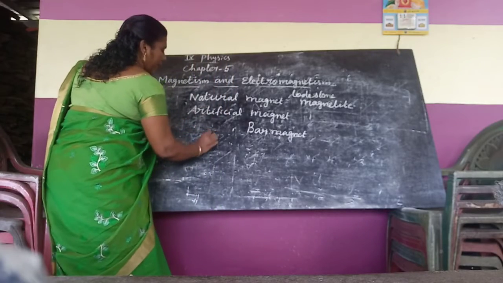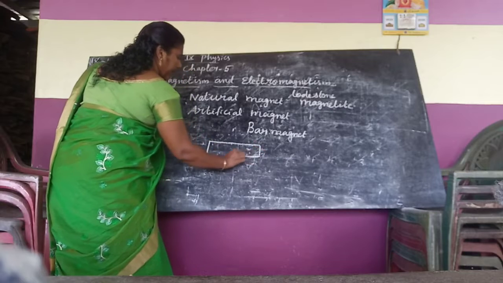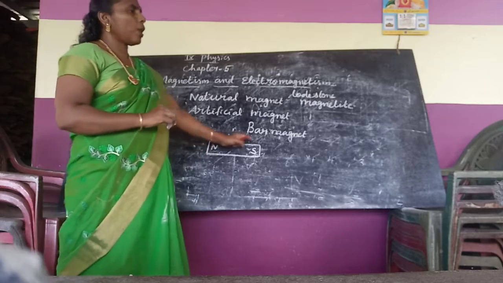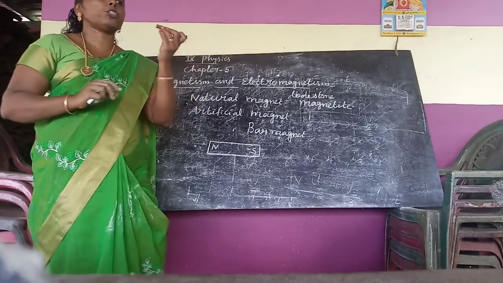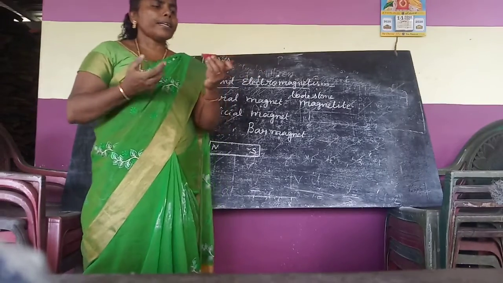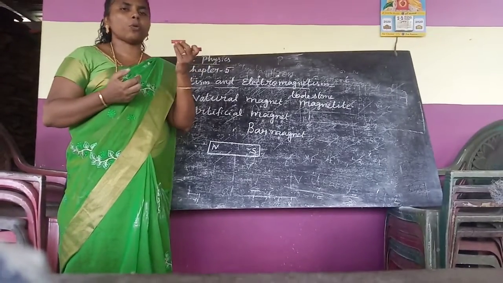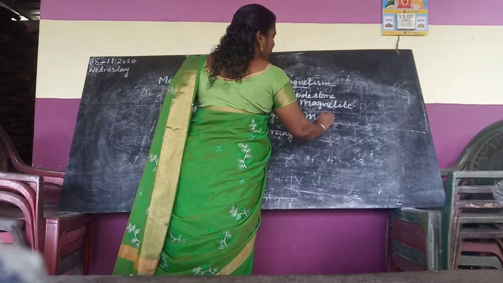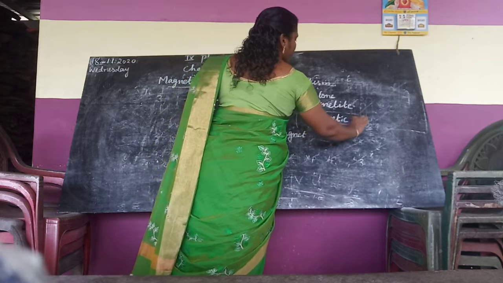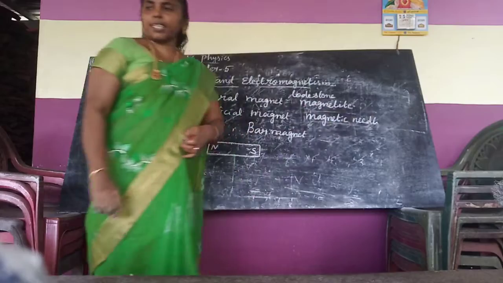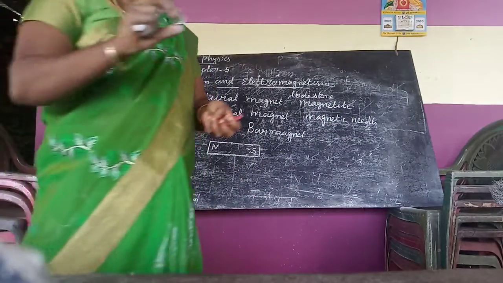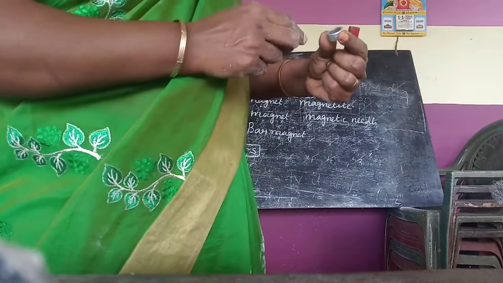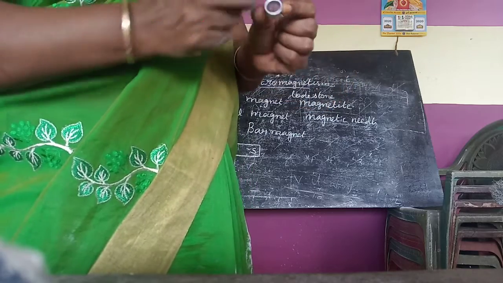Now I am drawing the bar magnet. Suppose this is the bar magnet, with a north pole and a south pole. Two poles are there. But how will we identify whether it is the north pole or the south pole? We can identify it by using a magnetic needle. By using the magnetic needle, we can identify the poles.